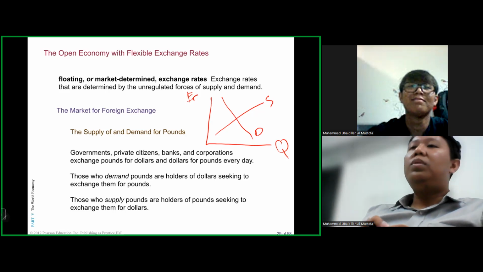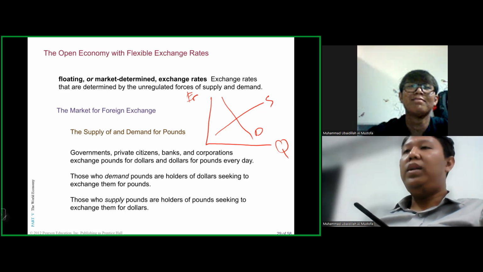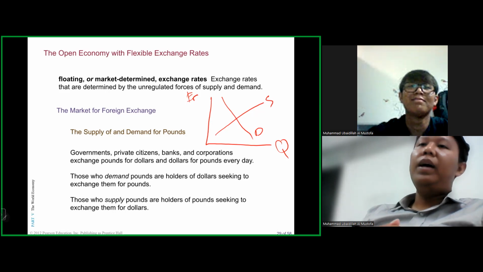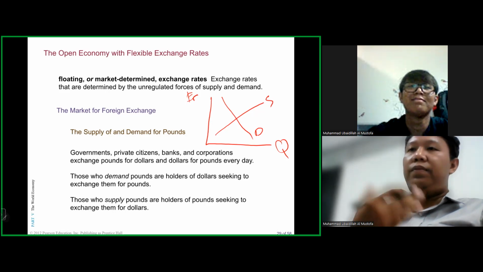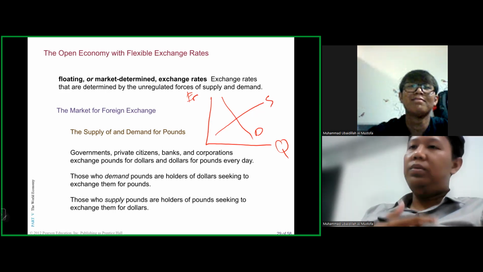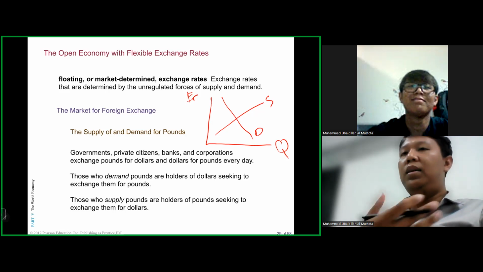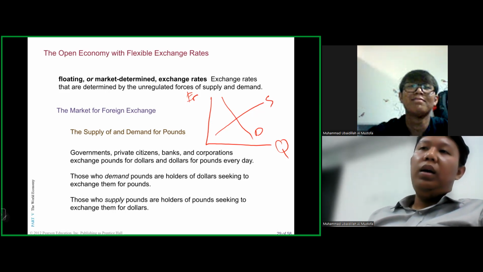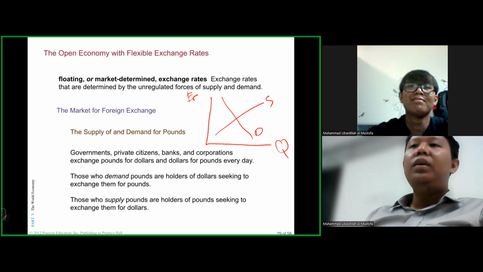Japanese yen is also one of the common foreign exchange currencies in Indonesia. The euro too, because many Indonesians go to Europe and they trade there. So governments, private citizens, banks, and corporations all trade, and they use foreign currency for daily use.